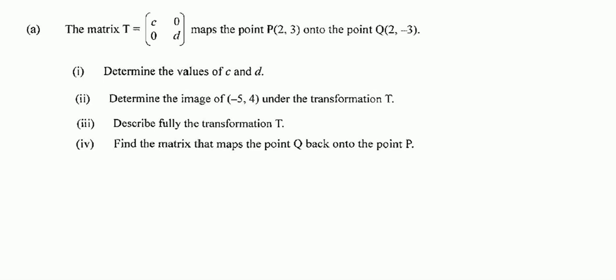Okay, so in this paper we were given a matrix T given by C, 0, 0, D, and it maps the point 2, 3 onto the point 2, minus 3. Determine the value of C and D.